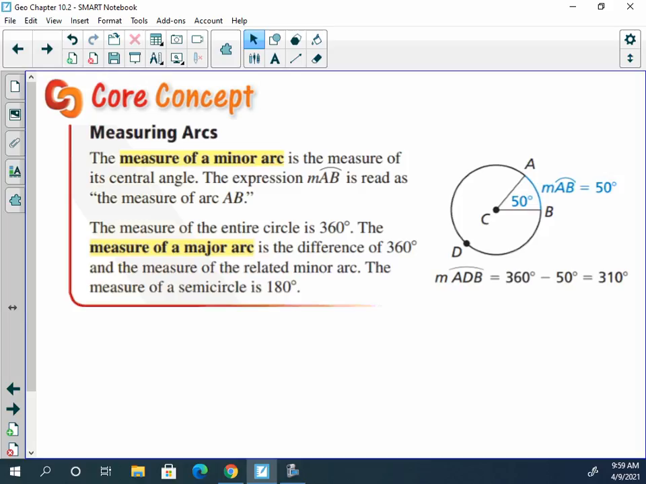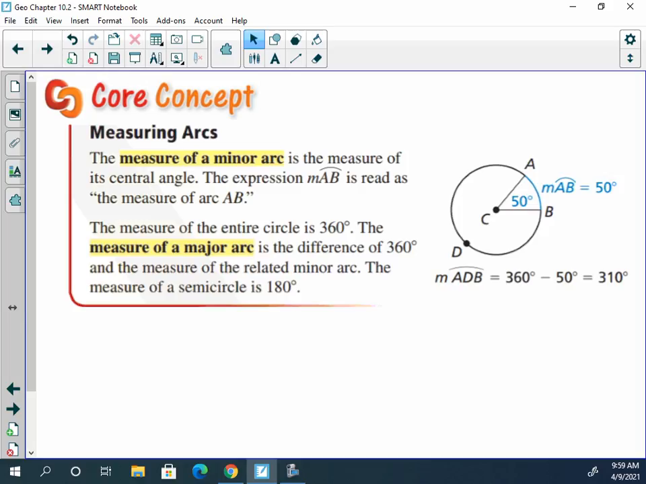Now, whenever we want to name an arc measure, you use either 2 or 3 letters. Whenever we're using 2 letters, we're always talking about the shortest distance between those 2 points along the arc. If it is greater than 180, we're going to use 3. The first letter is the starting point, the middle letter is where we're going through, and the last letter is where we end. So when we talk about the measure of arc ADB, we're starting at A, going through D, and finishing at B.